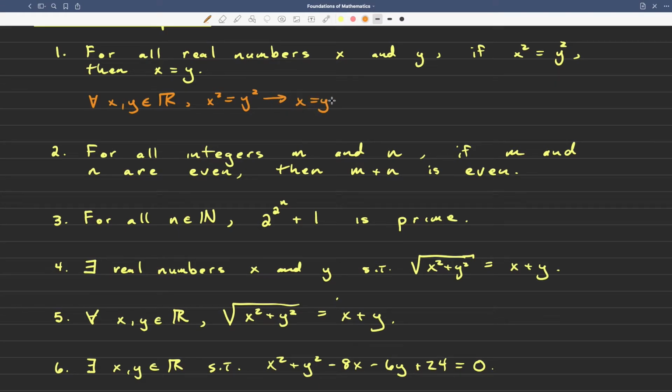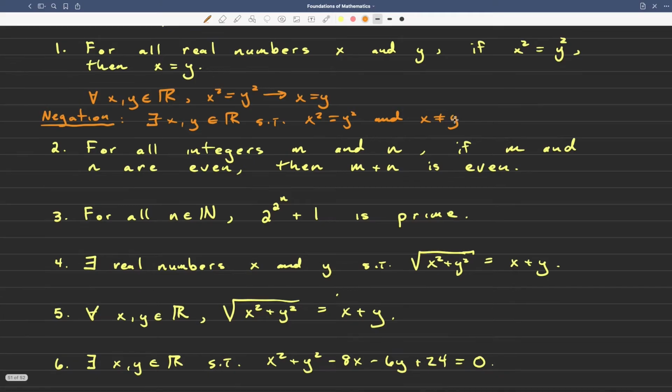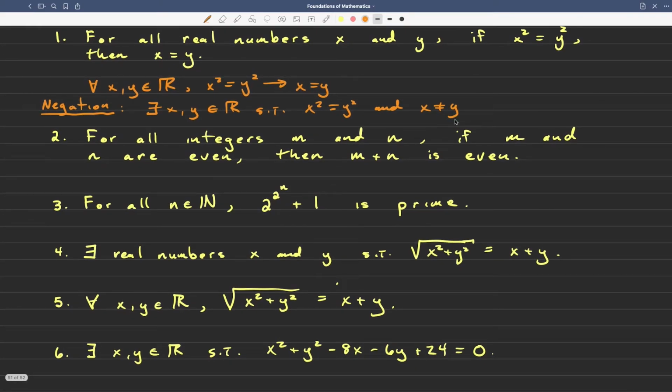Now, if you think that this statement is true, then you would need to pick 2 arbitrary elements, x and y, from the real numbers, and then argue that this implication is true. And if you think it's false, the negation of it is there exist x and y in the reals such that x squared equals y squared, and at the same time x does not equal y. So if you're disproving it, then you're going to prove the negation. And in this case, we are going to prove the negation.